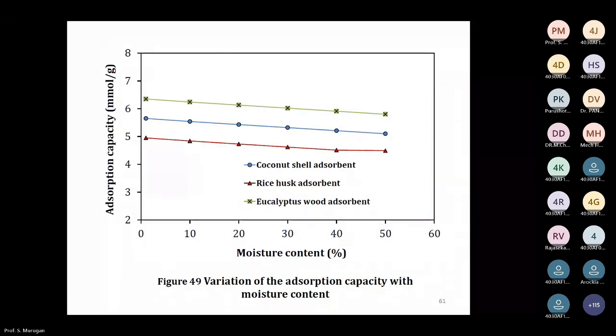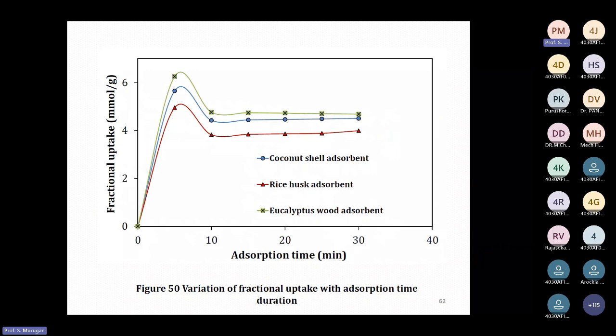If you see, the eucalyptus wood absorbent has a very high absorption capacity of about 6.25 to 6.3, then around 5.9 millimoles per gram of absorption capacity was there in that case, and that is followed by the coconut shell absorbent, and finally of course you have rice husk absorbent. Then we also studied a fractional uptake with the absorption time duration. That means how long you can use this activated carbon.